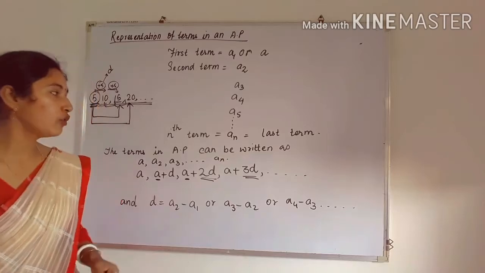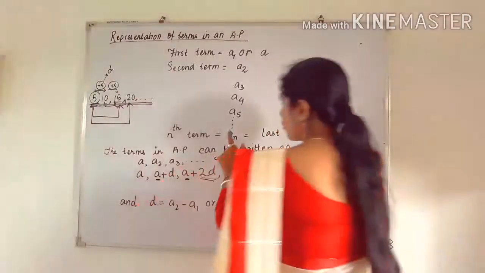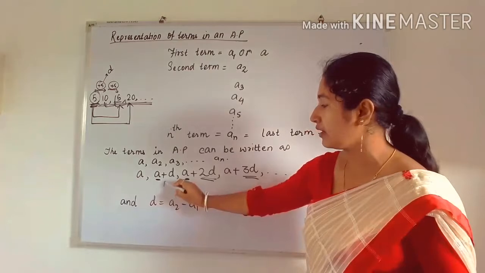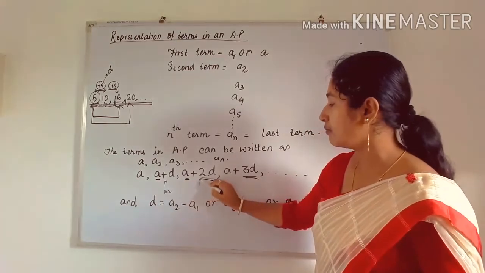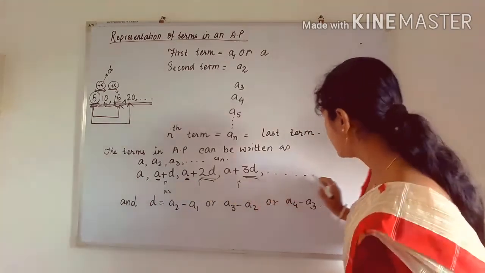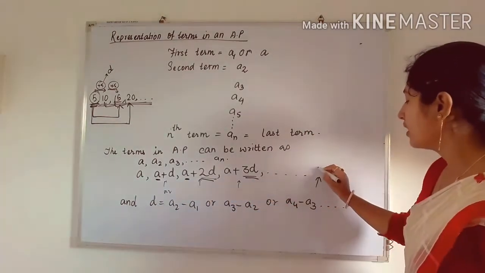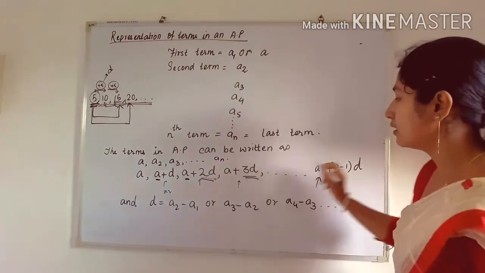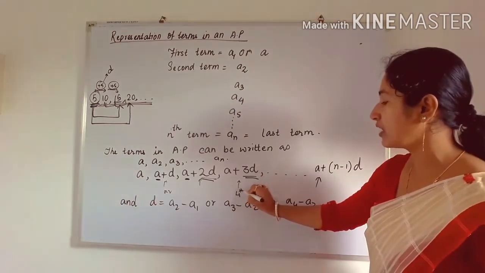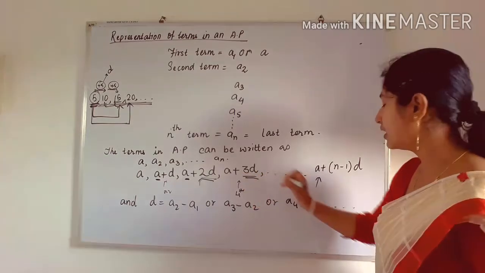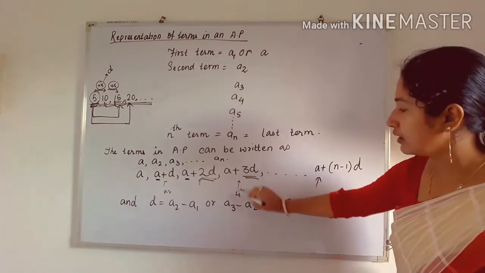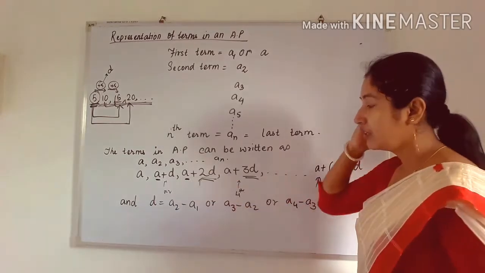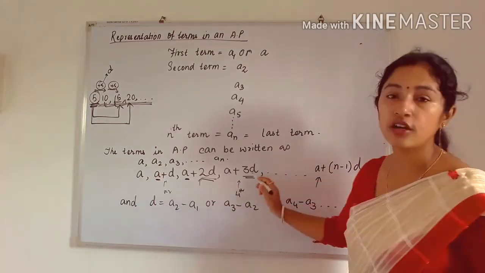Okay, if you want to find the nth term, so what will be the nth term? See, this is the first term, this is second term, this is third term, this is fourth term. Like that we can find the nth term. This will be A plus (n minus 1) into D. See, this is the fourth term, and fourth term can be written as A plus 3D. So, see, there is no change in A. A is same, all over A is same. There is only change in the coefficient of D.